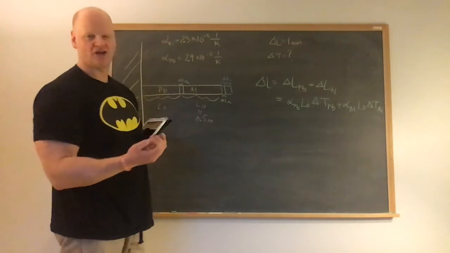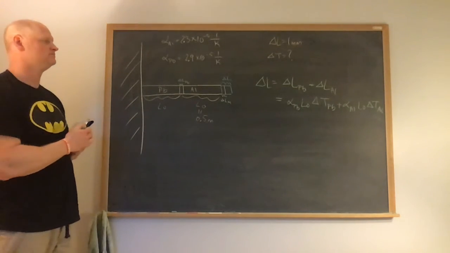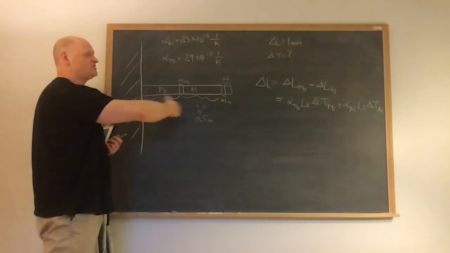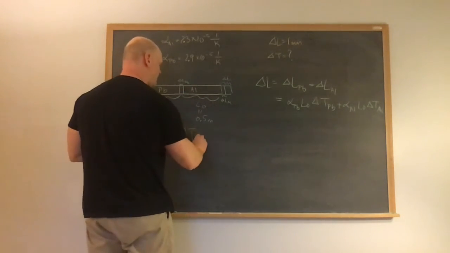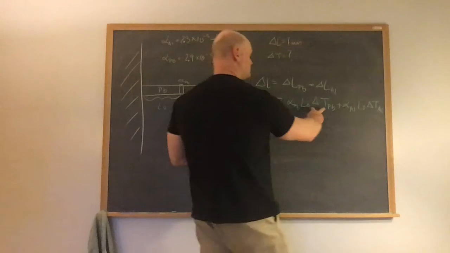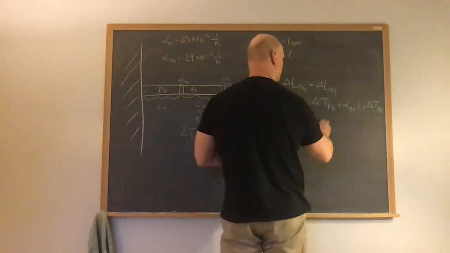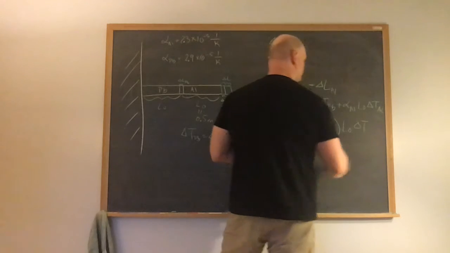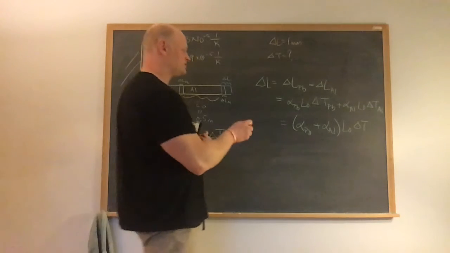And what do we know about the changes of temperature? Do these two have separate changes of temperature? No. The change in temperature has to be exactly the same because we're changing the entire system at the same time. So the change in temperature of the lead must be equal to the change in temperature of the aluminum. Since these two quantities are the same, we can factor them out. So it's equal to the coefficient for the aluminum plus the coefficient for the lead, times the initial length, times the change in temperature. We know the two alphas and the initial length. The only thing we don't know is the change in temperature.